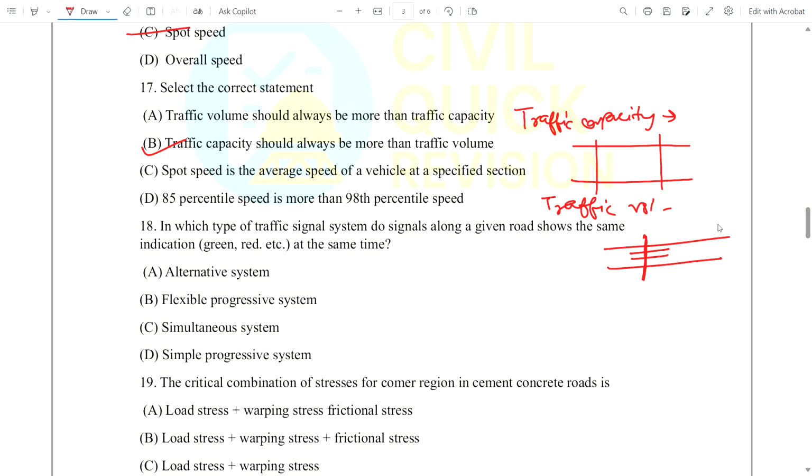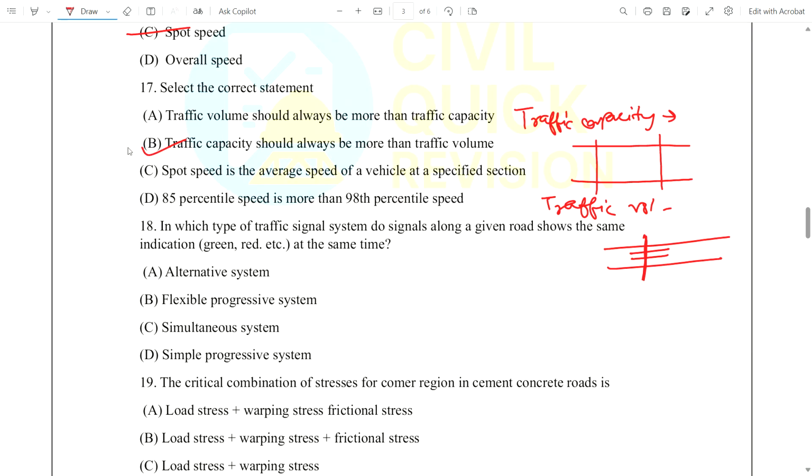Okay. For one reason, optimal traffic flow means an ideal balance between the number of vehicles moving on a road network, their speed and their overall density, resulting in smooth, efficient and safe travel. This is what is called optimal traffic flow. For optimal traffic flow, traffic capacity should always be more than traffic volume. So this ensures that the roadway can handle the traffic without excessive elongation, congestion or delays, which makes it convenient for us.